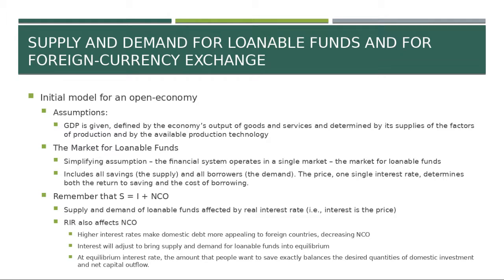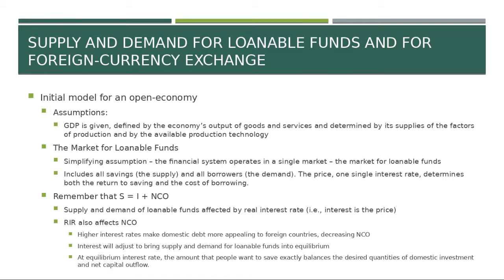Now, we'd introduce another concept, the market for loanable funds. We talked about this in chapter 16 and 17, right? And the market for loanable funds was simply where savers and borrowers interact to purchase and borrow or to save and borrow for the sake of investment. Now, the simplifying assumption here is that the financial system operates in a single market. That is the market for loanable funds.